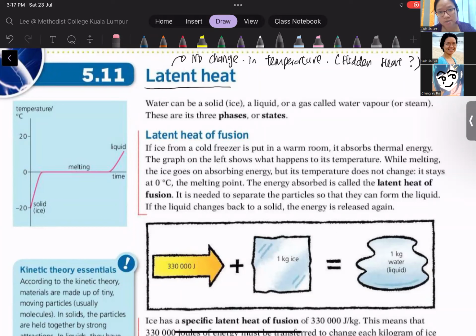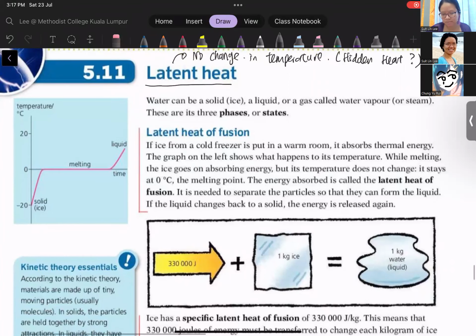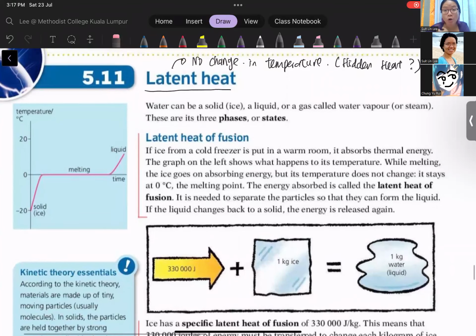So recently in my college, I just marked a bunch of A-level students' answers. And then asked them, is there heat needed when boiling water? And then a lot of them say, well, no change in temperature when boiling water. So no heat needed. And then I just sit there and I'm like, this one doesn't understand what is latent. So latent means no change in temperature or the heat is hidden.